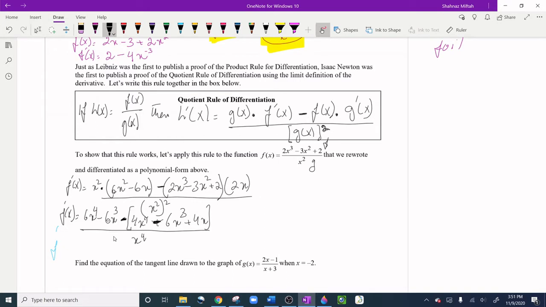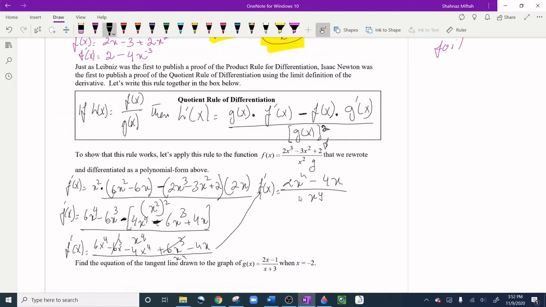If it's something easy like that, then I will do it, otherwise we don't touch the denominators. Now the next step, f prime x equals, distribute negative. So I have 6x to the power 4 minus 6x cubed plus minus 4x to the power 4 plus 6x cubed minus 4x, and in the bottom we still have x to the power 4. Now what is the next step? Combine like terms. So 6x cubed cancel out, 6x to the power 4 and 4x to the power 4 we subtract, so we get 2x to the power 4 minus 4x over x to the power 4. Now this is my derivative.